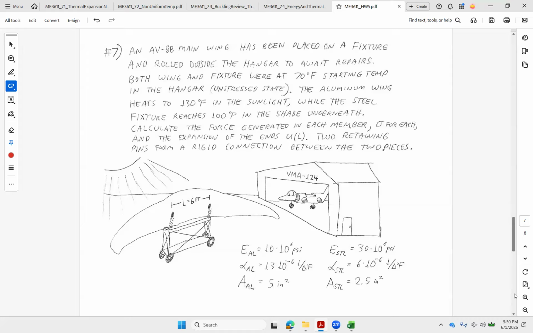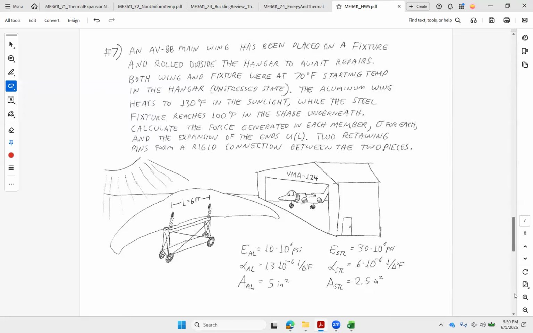All right. So we heat it up by 60 degrees. We heat it up by 30 degrees on the fixture underneath it. So I got two different delta T's and also two different alphas. The wing's aluminum and the fixture's made of steel. True story, this actually happened. And we've got all our properties for each one.